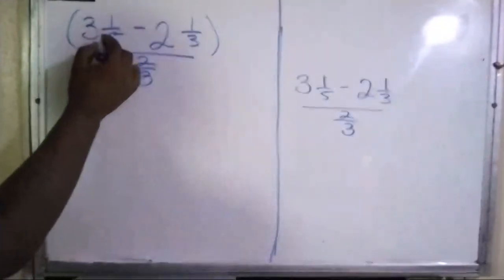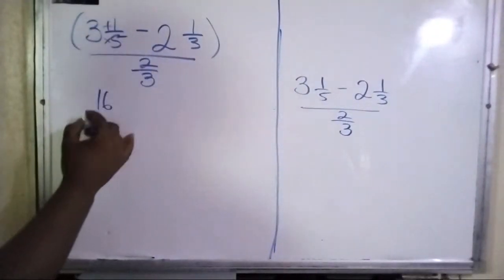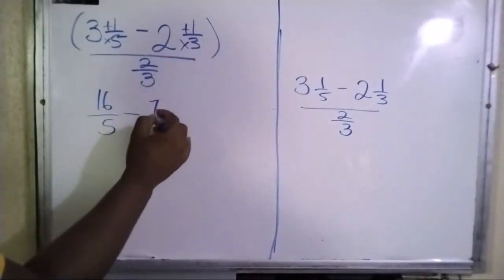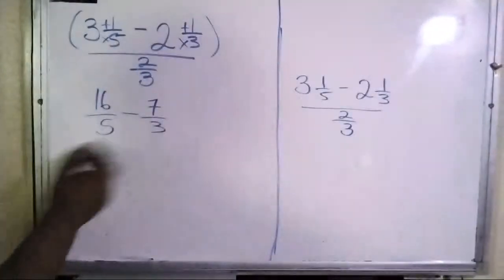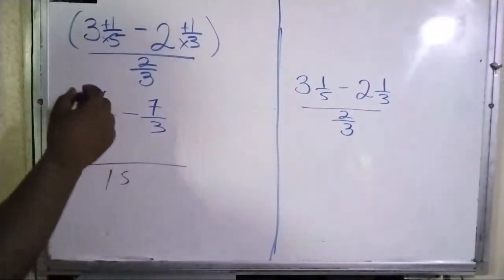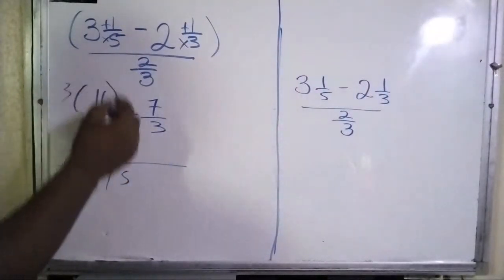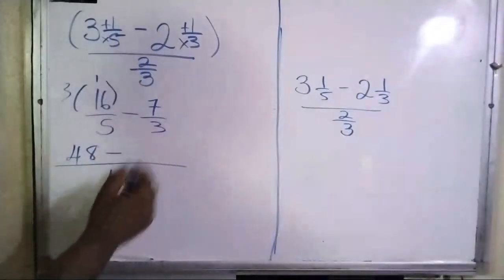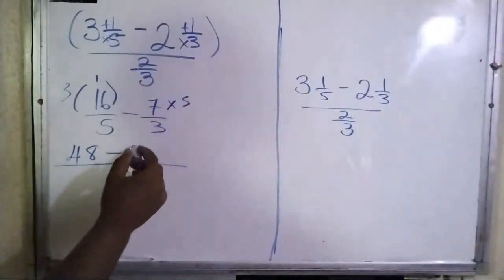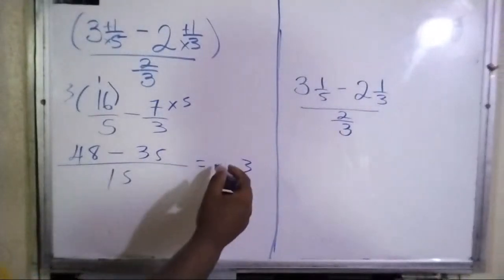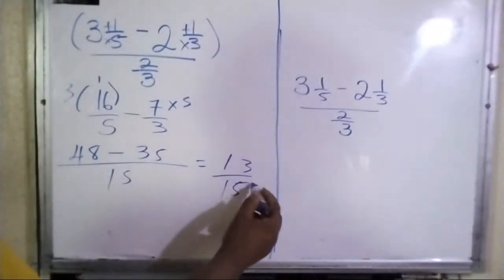So we have 3 times 5 is 15 plus 1, 16 over 5, minus 2 times 3 is 6 and 1 is 7, so 7 over 3. We find the LCM, which is 15. 5 into 15 goes 3 times, so we multiply this by 3. 3 times 16 is 48. 3 times 7 is 21... 5 times 7 is 35. Alright. So now we're going to subtract, which will get 13 from 48 minus 35. So we get 13 over 15 for the first part. And then we're going to divide now.